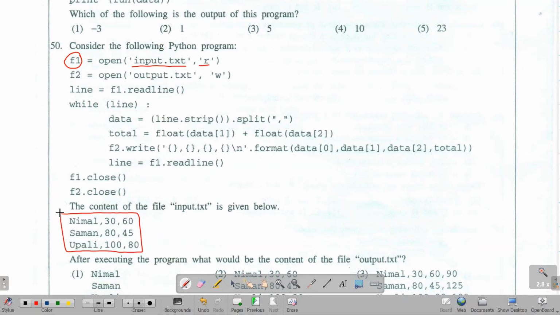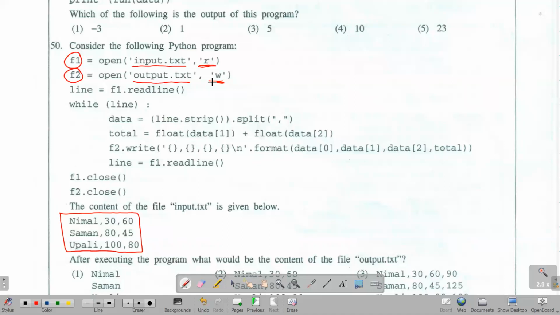The next file object, F2, is used to open output.txt for writing only. F1 has been opened for reading only, and this one is for writing only. So for output.txt, it's just writing that we can do, according to this program.